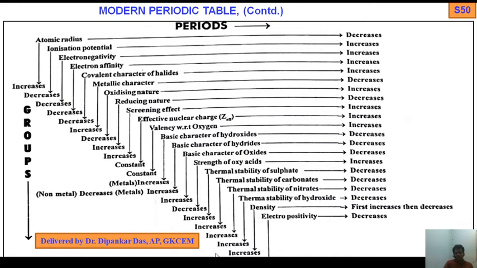So these are the gist of different physical properties of the modern periodic table. I have shown this in a gist. We should remember this. For every decrease and increase, there is a proper explanation, and there are also some exceptional cases. So I have finished the modern periodic table questions. Next class we will discuss the Fajans rule, polarizability, and hard acid, hard base, etc.